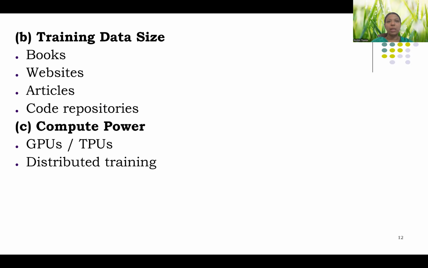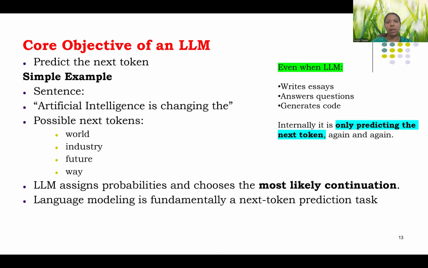The next one is that the training data size is also large. Data size means it is trained with all kinds of books, websites, articles, code. So the training data is also large. And the next one is that the computational power used is also large: large GPUs, TPUs, distributed training. That is why we call LLM a large language model.